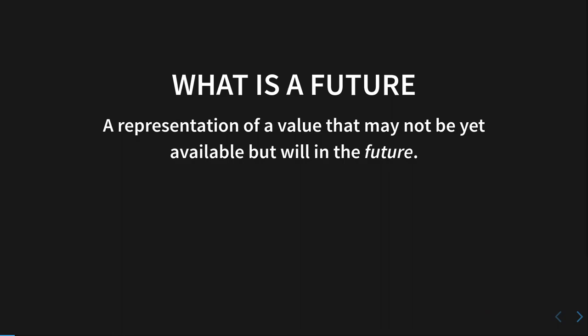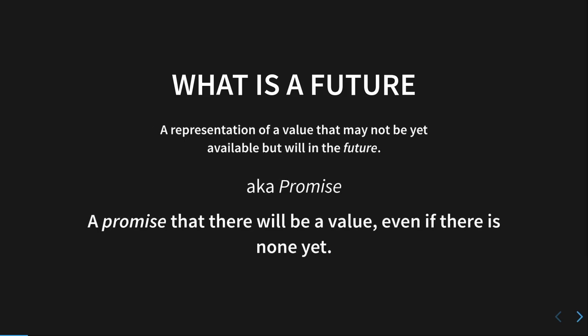One way of defining it is a representation of a value that may not be available yet but will be in the future, thus the name. Another name is promise. You might have heard that from JavaScript, for example. Or the term future is used in Java, for example, in the name CompletableFuture. Promise, because it's a promise that there will be a value even if there's none yet, but there will be one in the future.